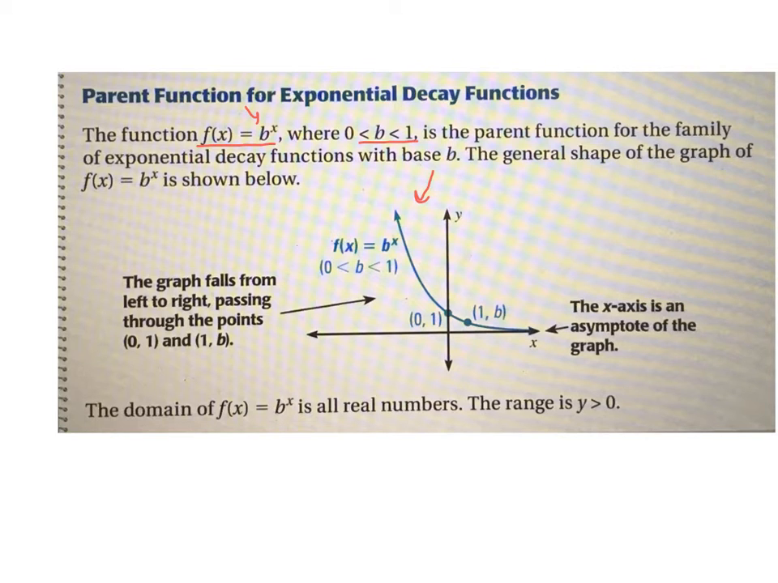As you look left to right, it's going down. The x-axis is still an asymptote. It still crosses at 0, 1 usually, or the parent one always does. The domain is the same as yesterday. The range is the same as yesterday. The only difference is the shape of the graph is going down instead of going up.